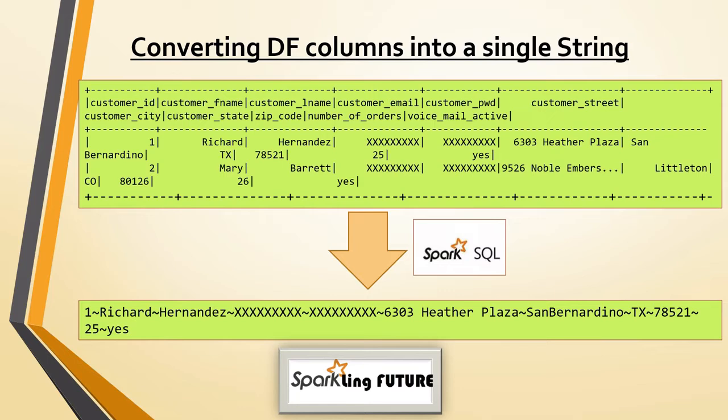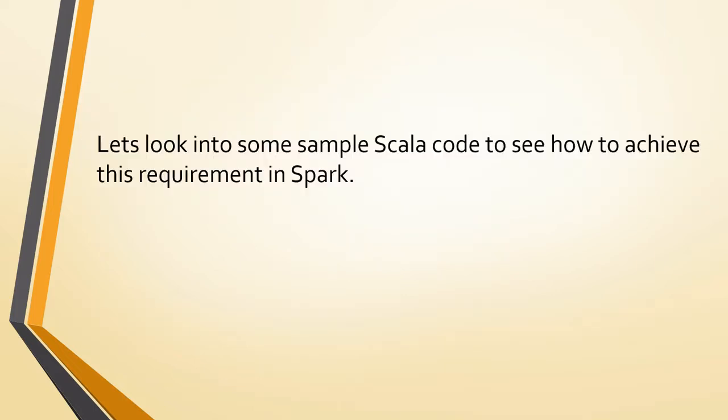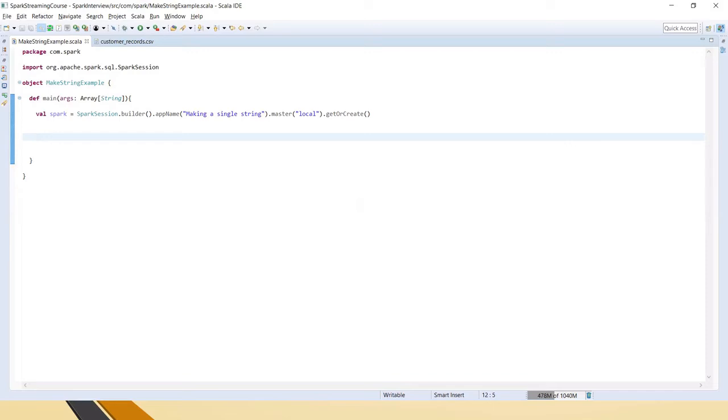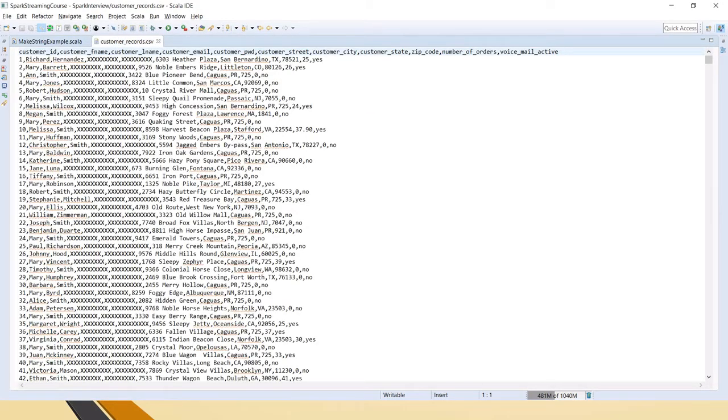Usually when you are analyzing some logs or something, the format will be different. So when you create a data frame out of it and you want to convert that into a separate delimited file, that will be used in the downstream systems. For such kinds of scenarios you will get this requirement. So today let's see how to change all the data frame columns into a single string.